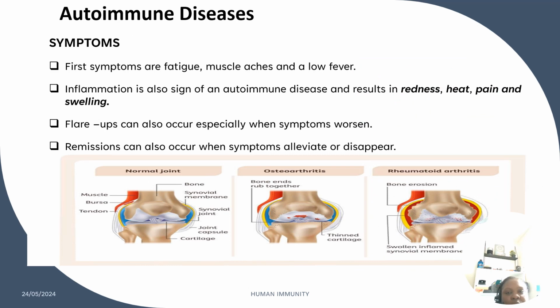Common symptoms of autoimmune diseases include fatigue, joint pain, and swelling. Flare-ups can occur especially when symptoms worsen, and remission occurs when symptoms lessen or disappear.